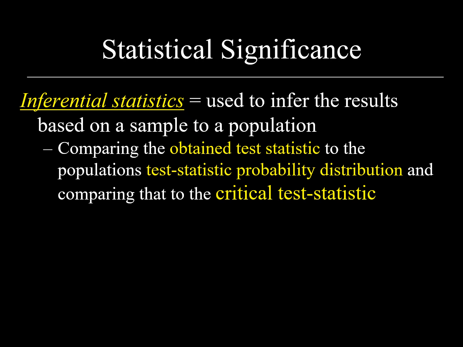So again, an inferential statistic is used to infer the results on a sample to a population by comparing the obtained test statistic to a population's test statistic probability distribution and compare that to the critical test statistic. So that's what we're actually doing. And the process of obtaining a test statistic from the mathematical equations and comparing that to a critical test statistic on the probability distribution is to get statistical significance. And again, what we're looking at is whether or not we accept the results and we present them. In other words, is it statistically significant?